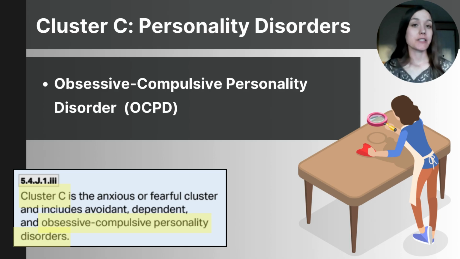The last cluster C personality disorder is obsessive compulsive personality disorder. And this is a disorder that impacts personality. And this is a pattern of perfectionism, extreme orderliness and control, and often at the expense of flexibility and relationships. Unlike obsessive compulsive disorder, or OCD, which involves intrusive thoughts and compulsions, obsessive compulsive personality disorder is a personality style that affects how someone approaches life and relationships.